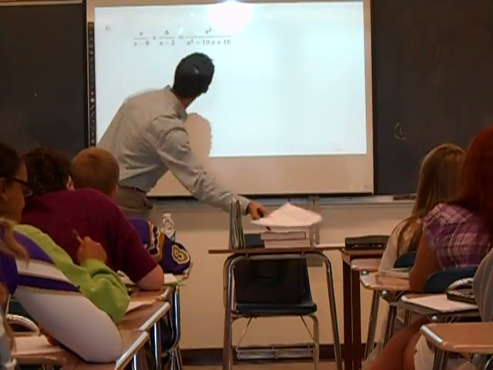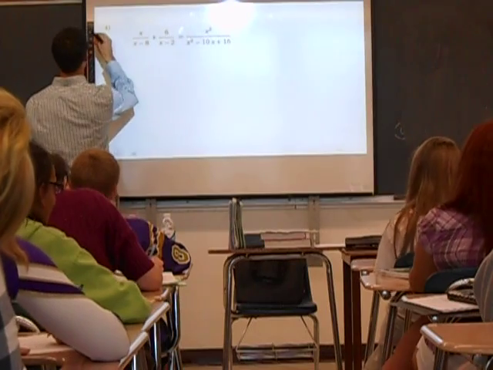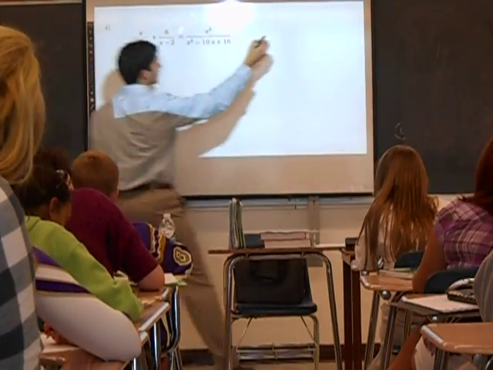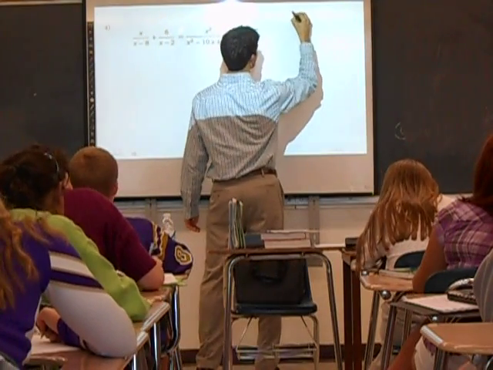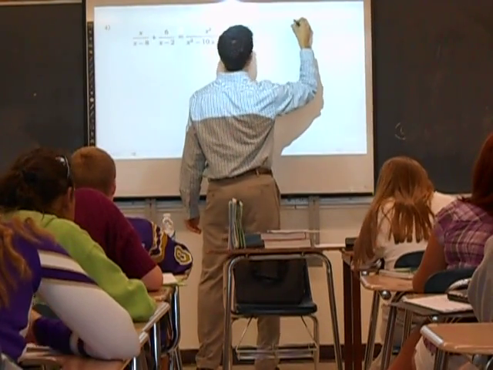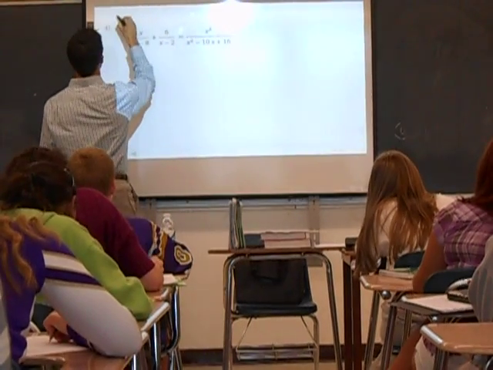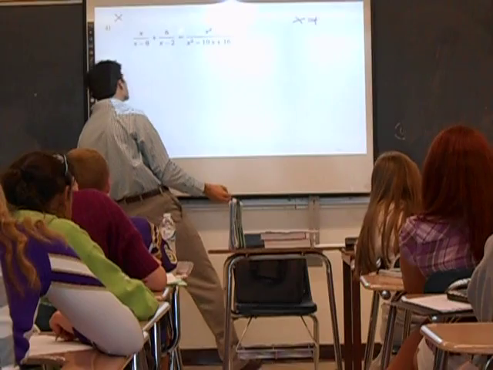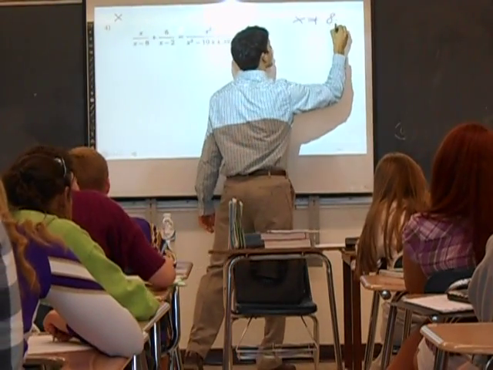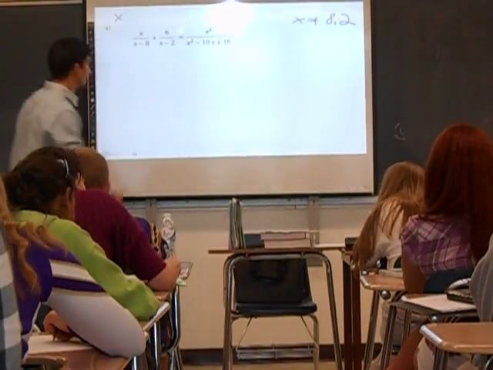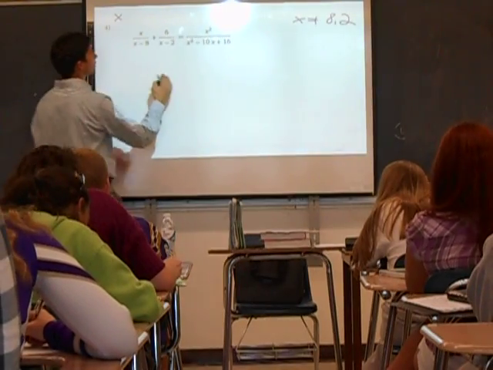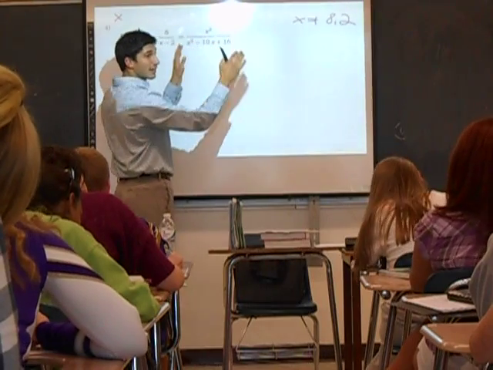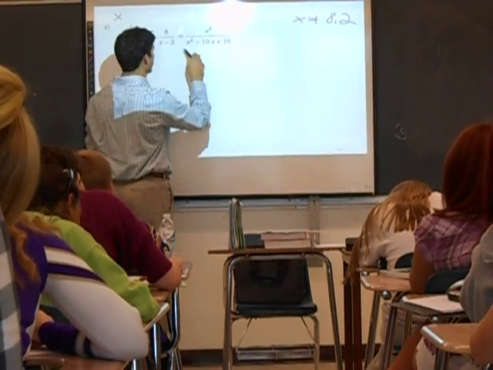Okay, so let's solve this. Okay, so first, what is our undefined list, our domain? Okay, so x does not equal 8 or 2. That's right. Okay, so now we know that those are good. Now we have to factor this to see if there's anything else that x cannot equal. So what does that factor to?